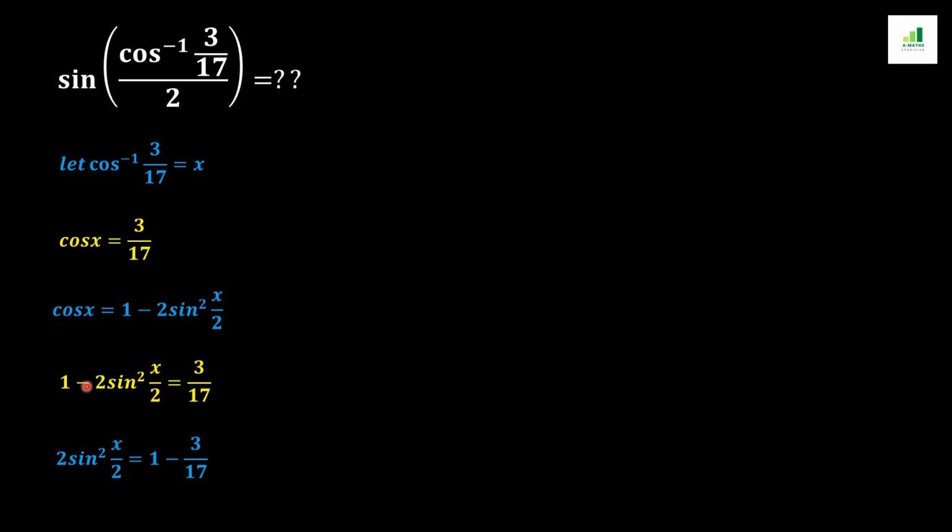Simply this minus 2 sine square x by 2 will move to the right side of the equation, and convert from minus 2 sine square x by 2 to 2 sine square x by 2, which has a positive sign. And this 3/17 will move to the other side of the equation and convert into minus 3/17. As a result, we will get on the other side of the equation 1 minus 3/17. Now, in the next step, we should simplify this side of the equation by taking LCM, and we will get (17 minus 3)/17 on the right side of the equation, and the left side of the equation will remain the same.